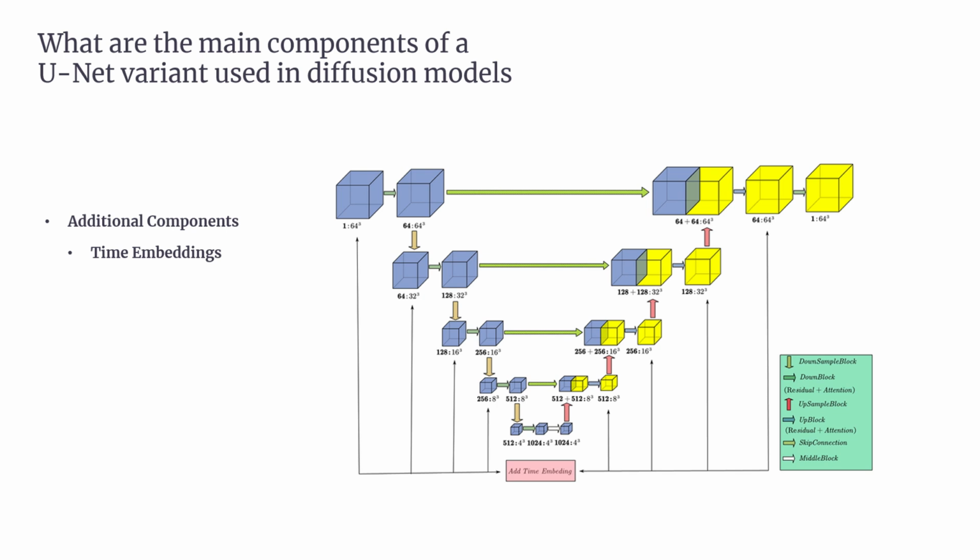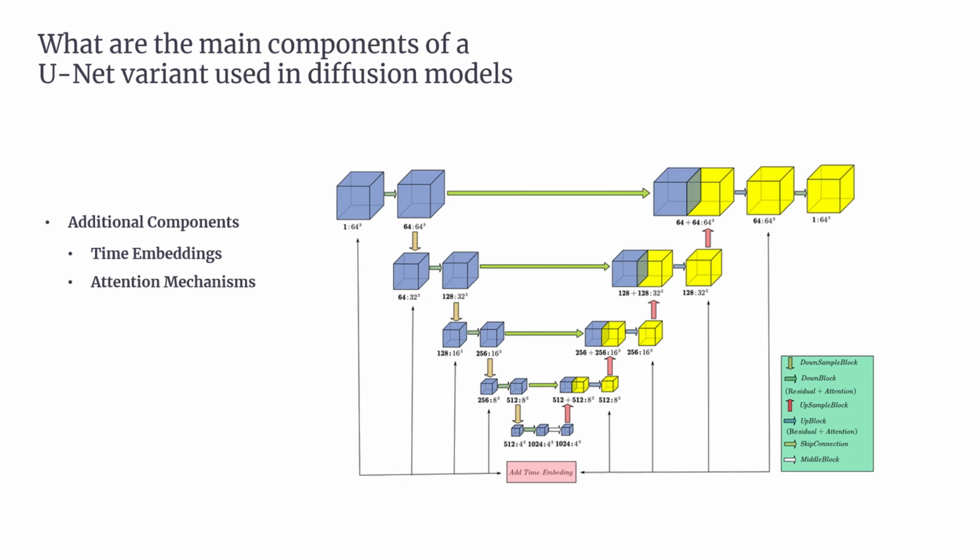Third, middle block. This is the section of the network between the encoder and decoder that processes the most compressed representation of the data. The bottleneck may also include additional mechanisms like self-attention, which helps the model focus on the most important parts of the data, even at a global scale.